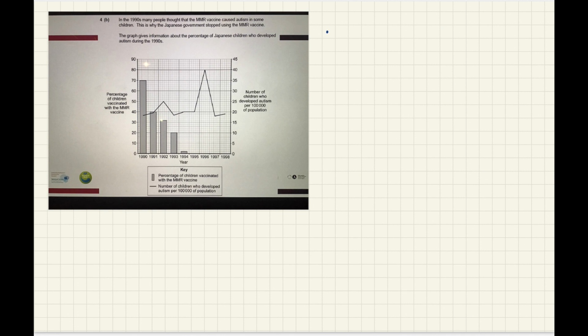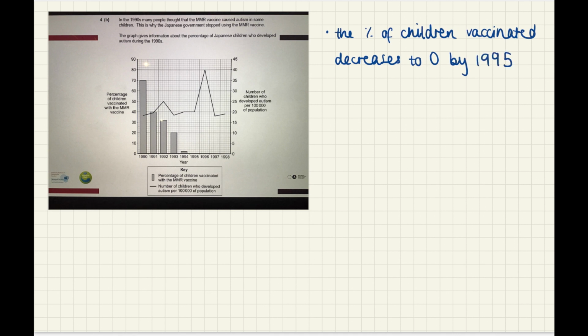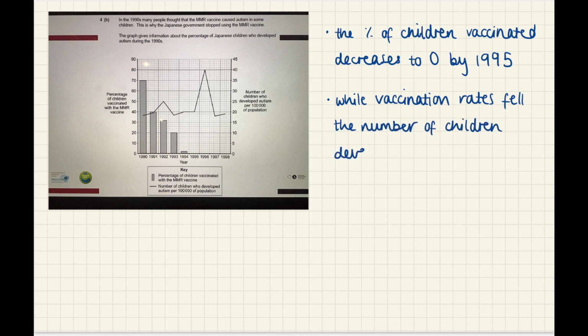The things you could have said are that the percentage of children vaccinated decreases to 0 by 1995. Linked to that, while the vaccination rates fell, the number of children developing autism rose and fell. So you can see, if you look at the bars, they just go down consistently. Number of vaccinations is decreasing, but actually the number of children developing autism increases for a bit and then decreases. So, really, there's no correlation between that data.